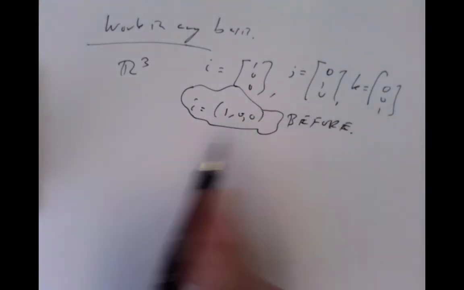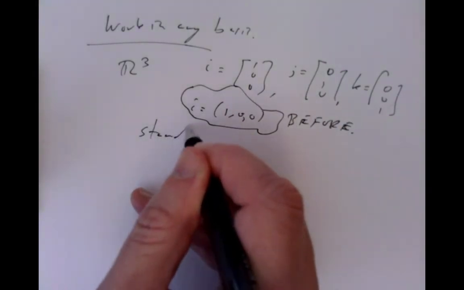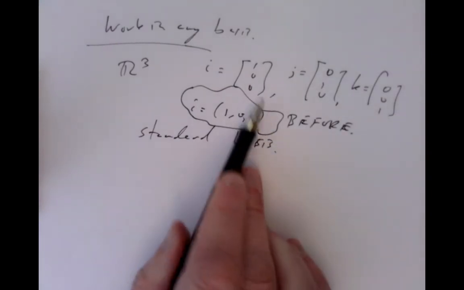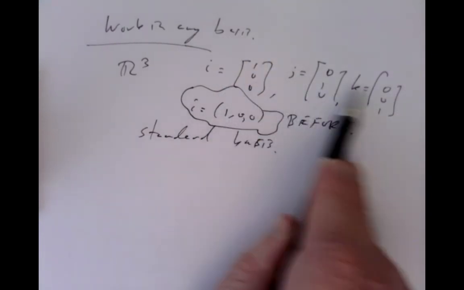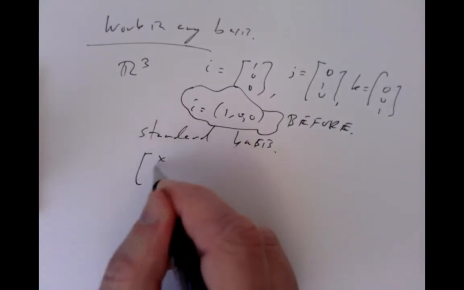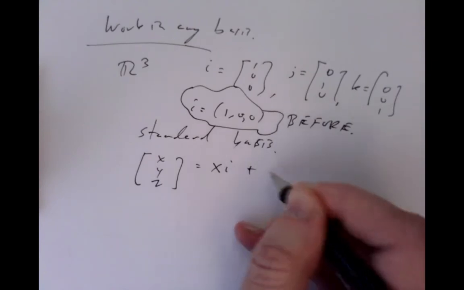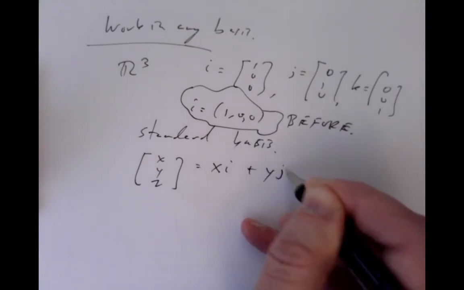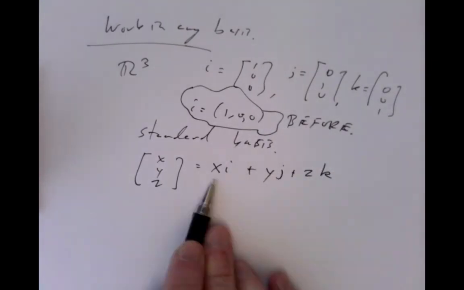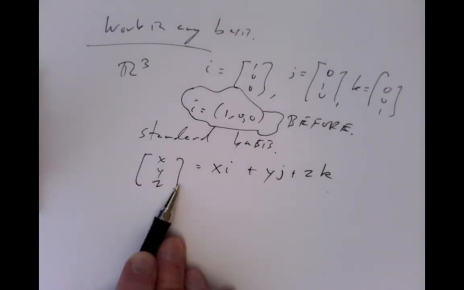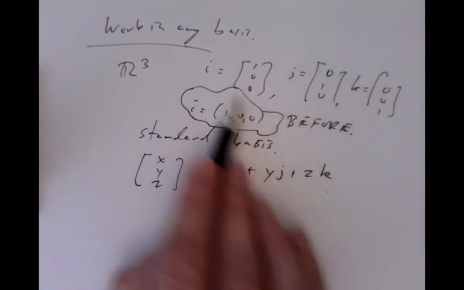But the point is that this is called the standard basis, right? It's a basis. It's the standard basis. It's the usual way we expand out vectors. A vector is some amount of this, some amount of that, some amount of that. So a vector x, y, z in three-dimensional space is some amount of i, some amount of j, and some amount of k. It expands out to how much i, j, and k it has in it. So we expand out every vector into its components in the standard basis.